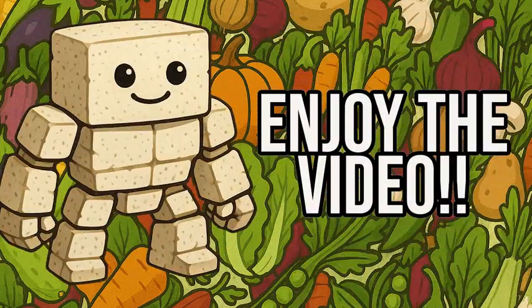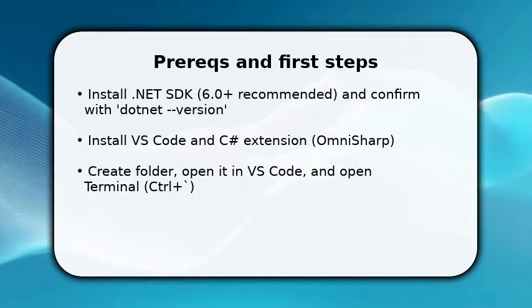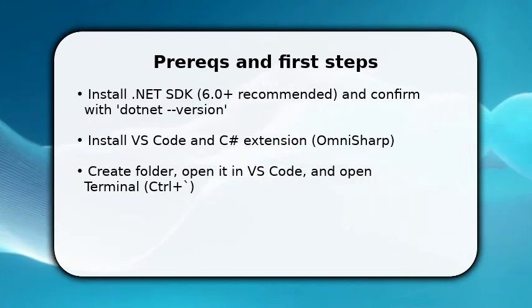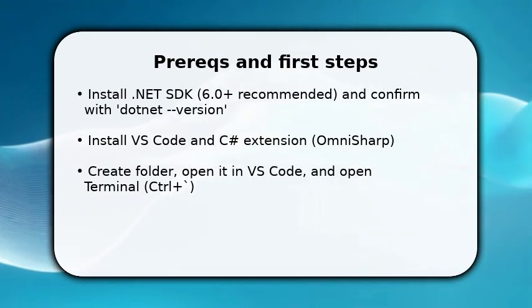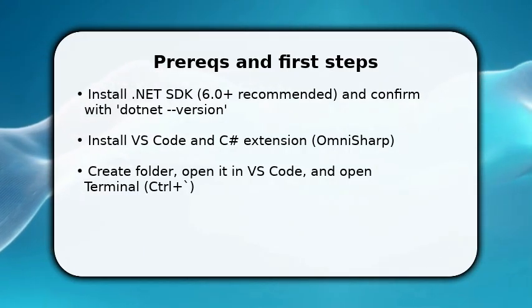Please enjoy the video. You start by making sure core tools are present: .NET SDK and VS Code with the C# extension. Open the project folder in VS Code now. Once done, open the integrated terminal and run dotnet new console to scaffold a simple C# file and project. You do this because dotnet new creates the correct files and project structure automatically, so you avoid manual configuration.